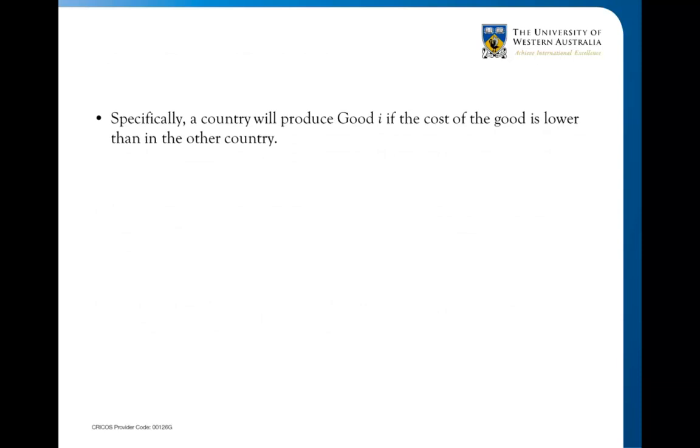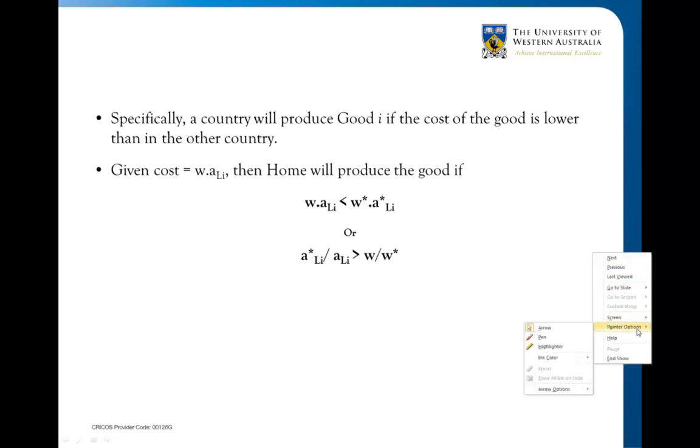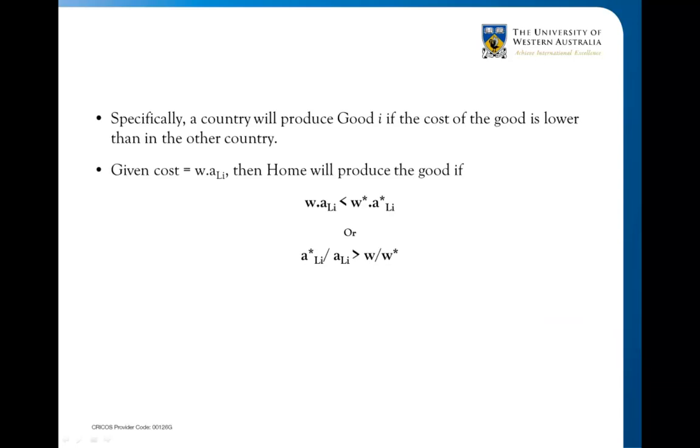Specifically, a country is going to produce a particular good if the cost of the good is lower than in the other country. Now, what's the cost? Well, the cost is simply the wage that you have to pay the person multiplied by the unit labour requirements. So that whole thing is equal to the cost of the good. Yeah, what you pay them times how much time it takes them to make it.